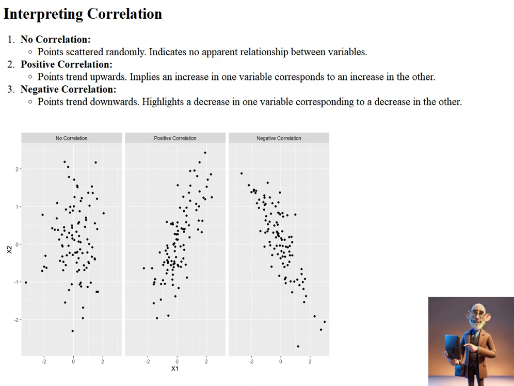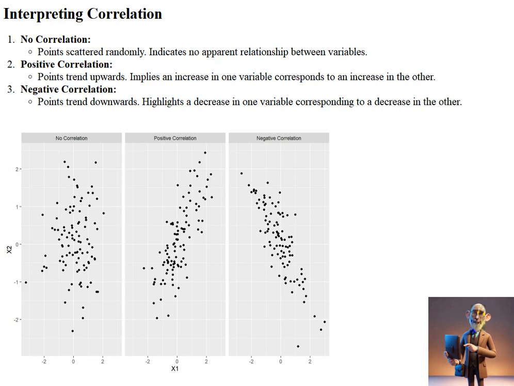Now, let's move forward with a deeper exploration of interpreting correlation. Shall we? The art of interpreting correlation, a crucial skill when working with data. As we explore different scenarios, pay close attention to the patterns in scatter plots and how they reflect the relationship between two variables. In the first scenario, we have no correlation. When you look at the scatter plot, you'll notice points scattered randomly across the graph. This suggests that there is no apparent relationship between the two variables being compared. It's like trying to find a connection in a field of scattered dots.